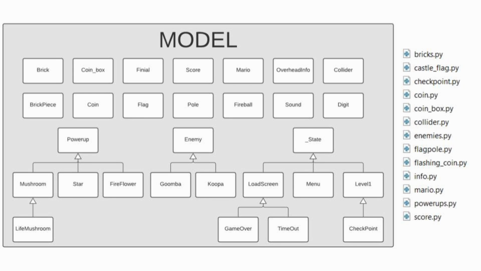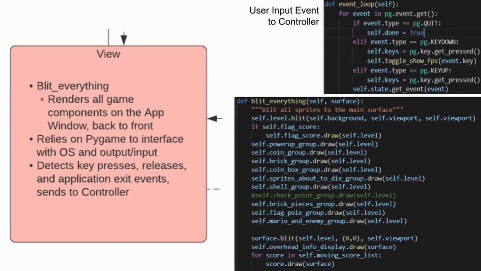The view section of the Mario program is split primarily into 4 different functions. The first function is the event loop seen in the top right, which listens for user inputs. The view section doesn't process these inputs at all. It sends them as an event to the controller. But the view acts as the input and the output streams.